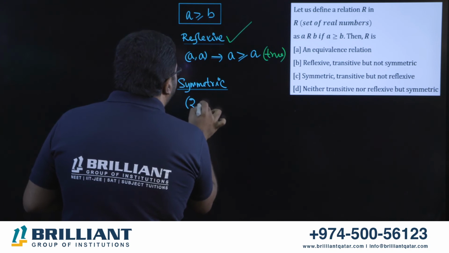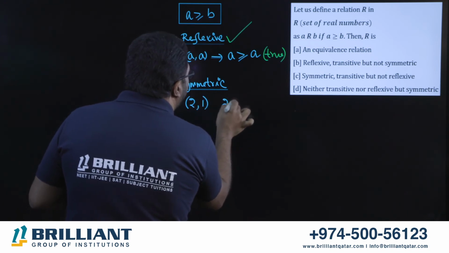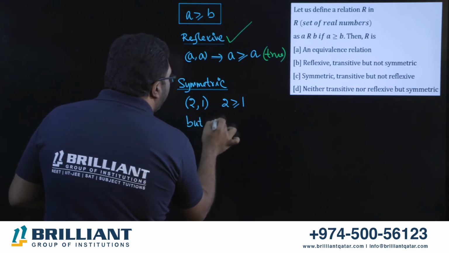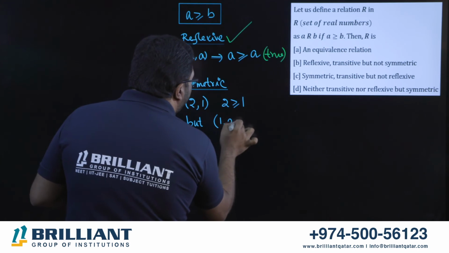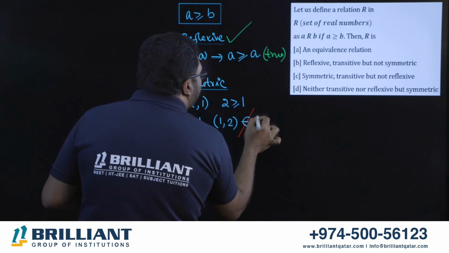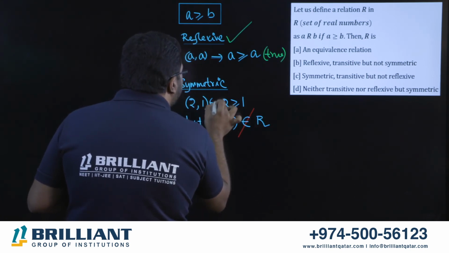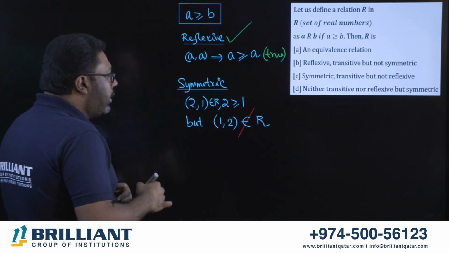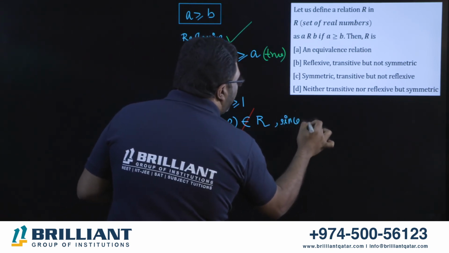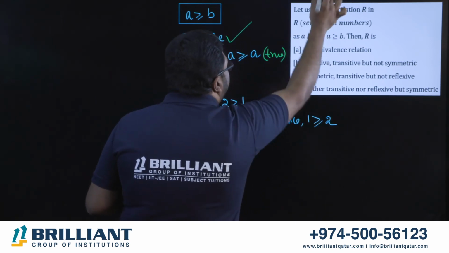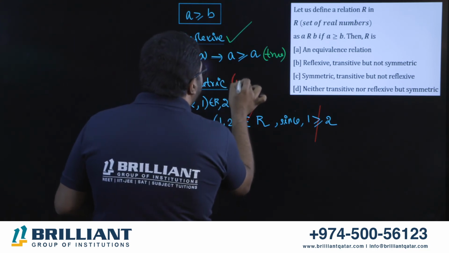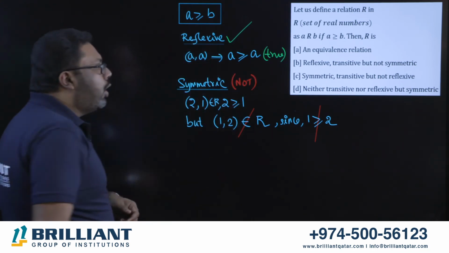Let's check an ordered pair. 2 is greater than or equal to 1. (2, 1) belongs to R because 2 is greater than or equal to 1. But (1, 2) does not belong to R. What is the reason? Since 1 is not greater than or equal to 2. So it is not symmetric.